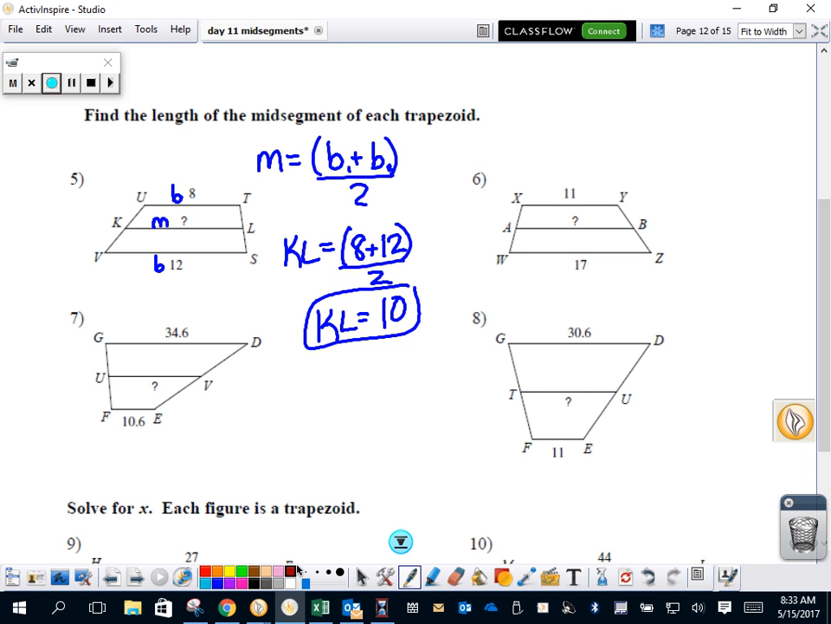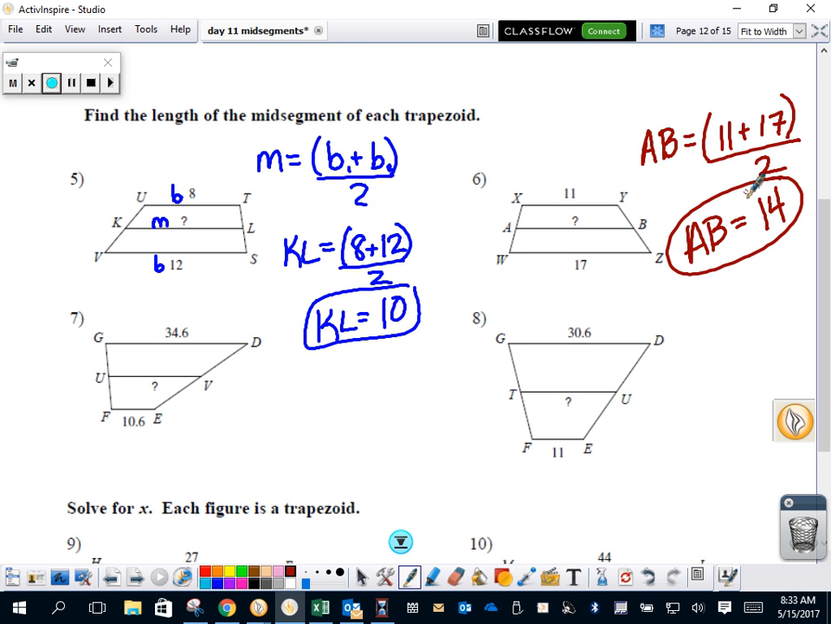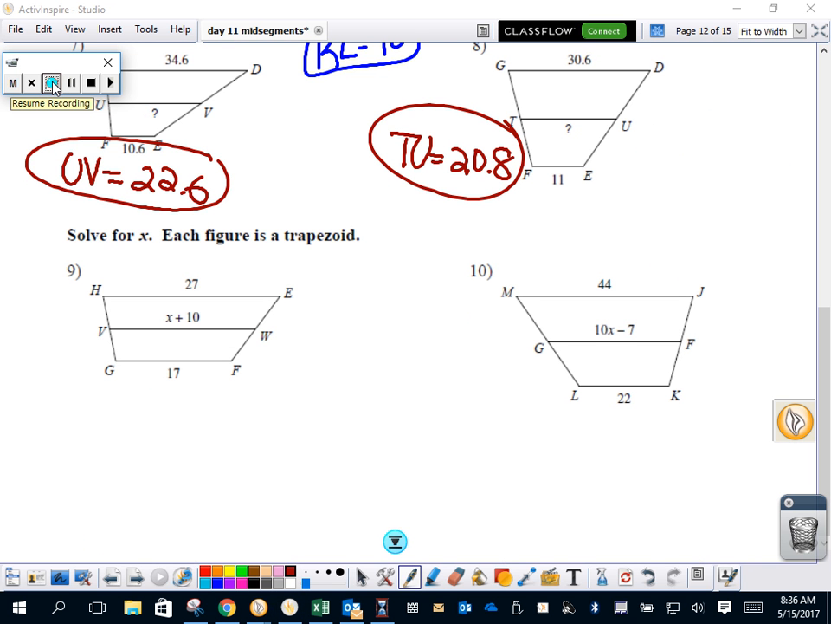So AB equals 11 plus 17. Divide that by 2. Who has the length of AB? Dalton, what did you get? 14. Okay? So take about 2 minutes. Moving into number 9.